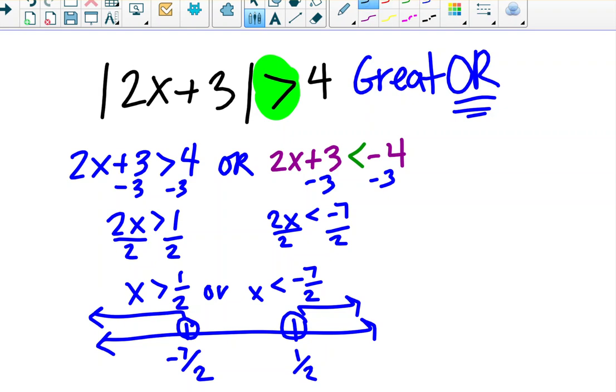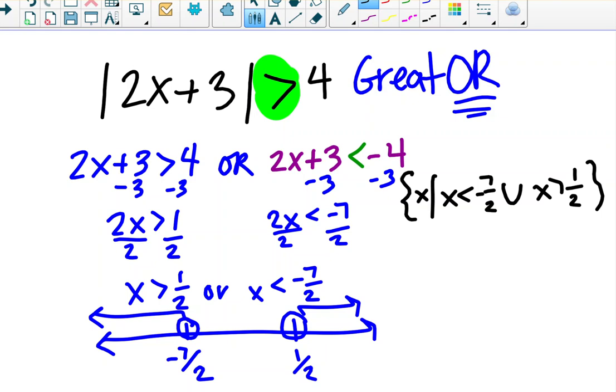If I wanted to write this answer in set builder notation, I use my braces. Okay, and I'm using the variable x, so x such that, the first part of my answer, and actually I'm going to write this one first since this number is smaller. X is less than -7/2. Instead of using the word or, I'm going to use my union symbol. X is greater than 1/2.